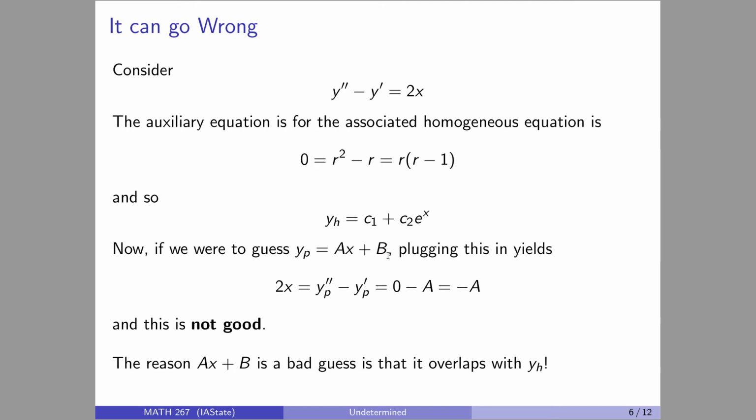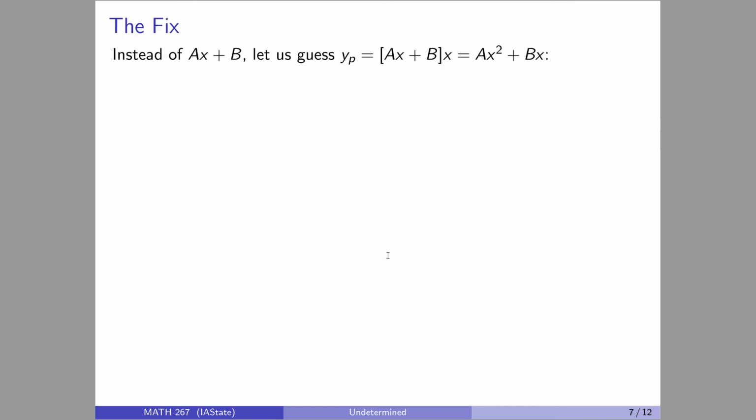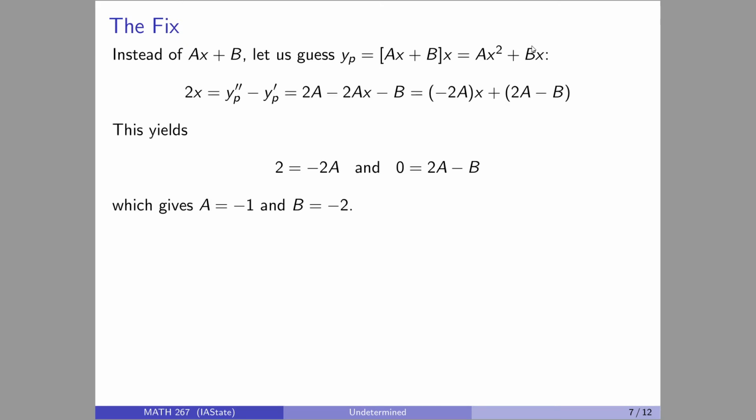All right. So how about we multiply it by x? That gives me ax squared plus bx. That's a polynomial. No longer does it have an overlap with the homogeneous. And plugging it in, hey, check it out. We solve for a and we solve for b. Excellent.